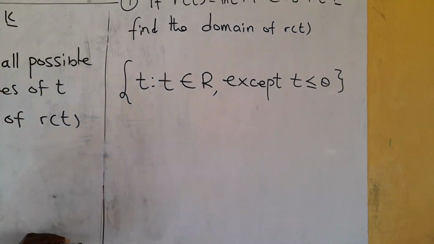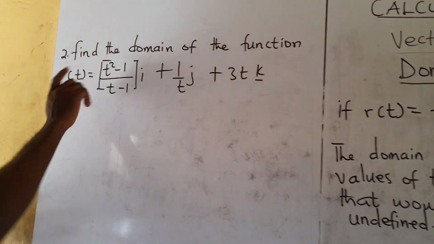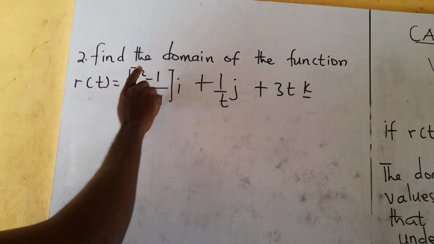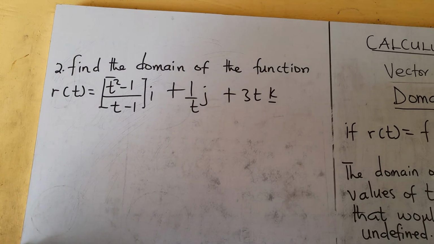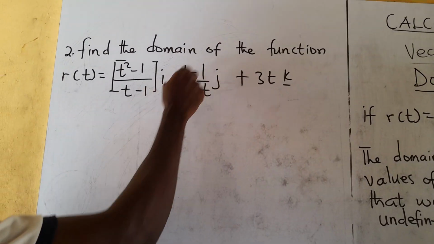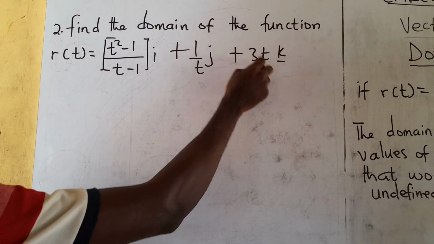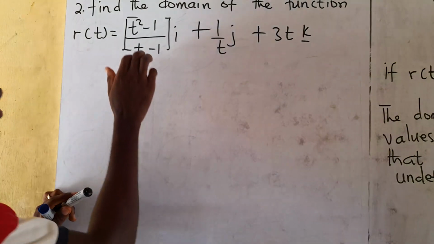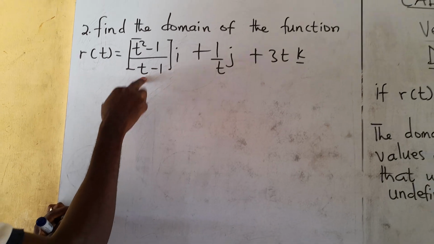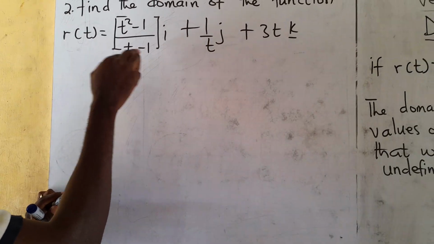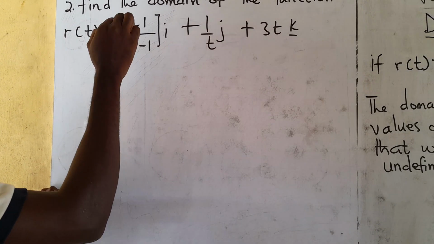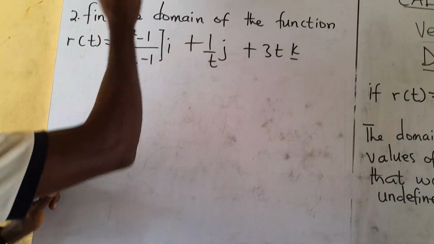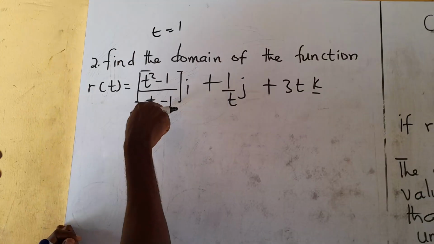I hope you get the concept. Now, let's look at the next one. It says find the domain of the vector valued function r of t equal to t squared minus 1 all over t minus 1 in the direction of i plus 1 over t in the direction of j plus 3t in the direction of k. So we'll check it one by one. When t is equal to 1, here t minus 1, 1 minus 1, will be 0. It will make this undefined. So when t is equal to 1, this will be undefined.